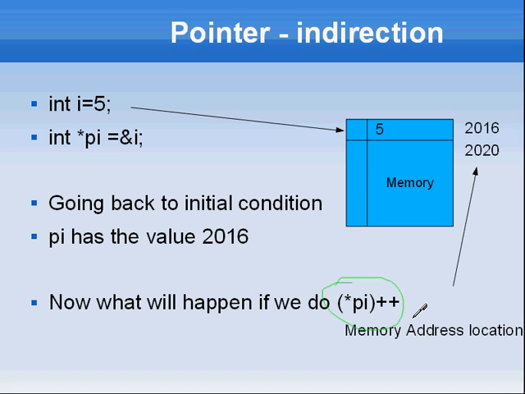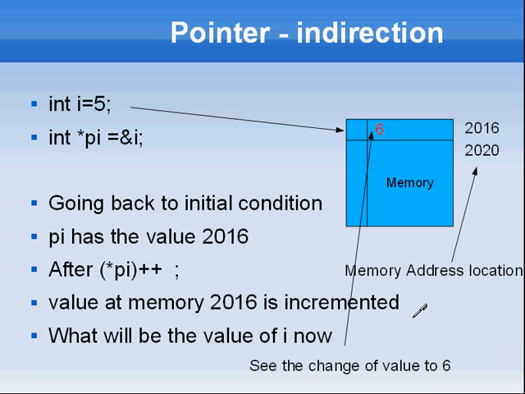So any guesses on what's going to happen? Just think about it. We are incrementing the value which is pointed to by pi. So pi has the value of 2016, and the value pointed to by it is 6 here. Earlier it was the value of 5, and now after this operation the value has become 6. Basically the value at memory 2016 has been incremented by 1.